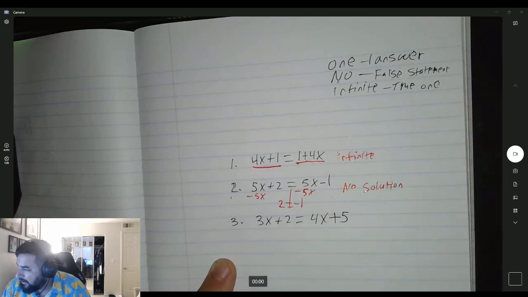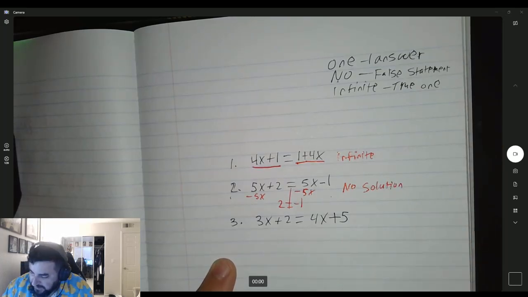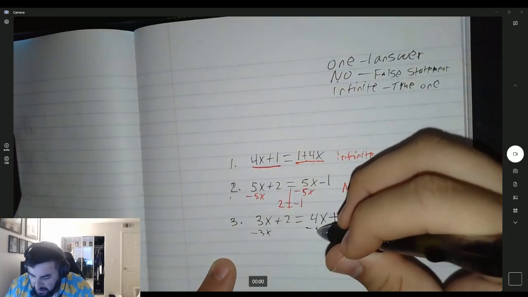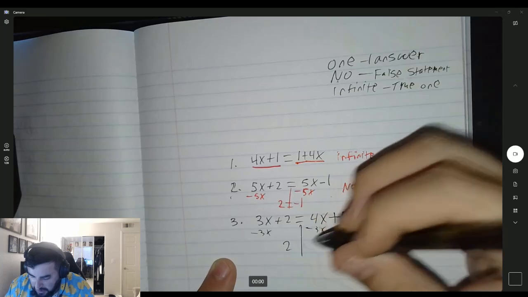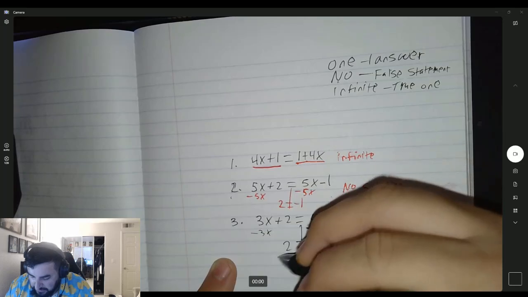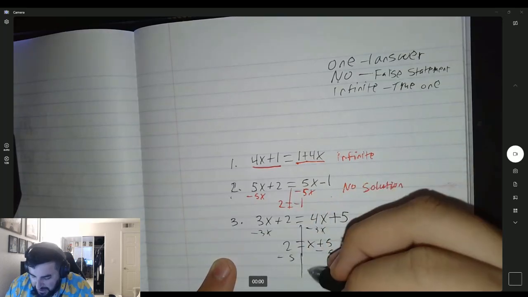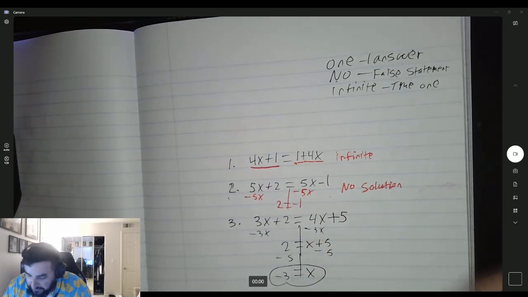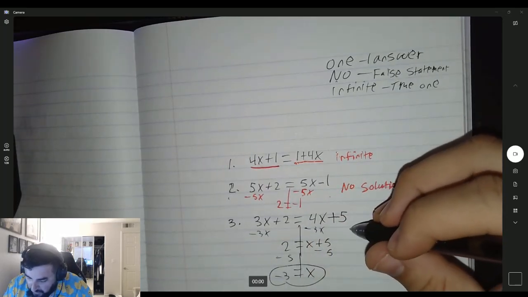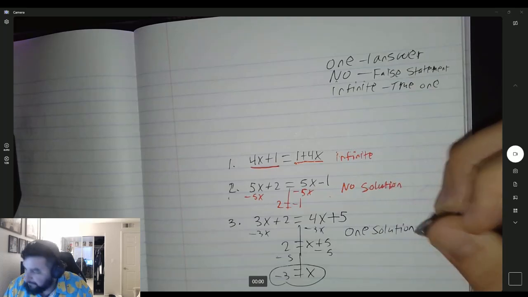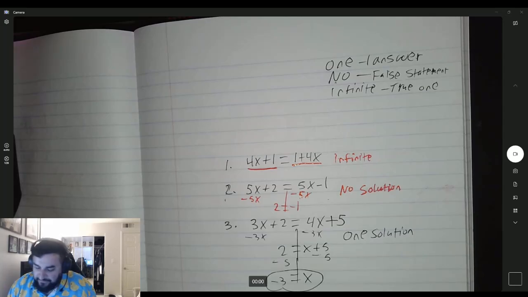Okay? Down here, you'll see why it's a 1 solution, because basically there's only one answer for x to make both sides equal, right? Subtract 3x from both sides. You get 2 equals x plus 5. Subtract 5 from both sides. You get x is equal to a negative 3. And there is your one answer. So there's one answer, only one solution. Okay? So there's your answer for that one right there.